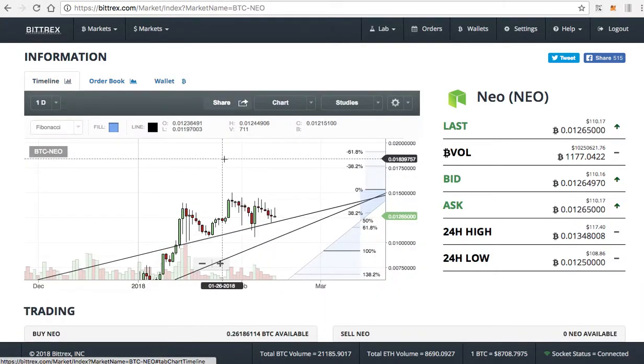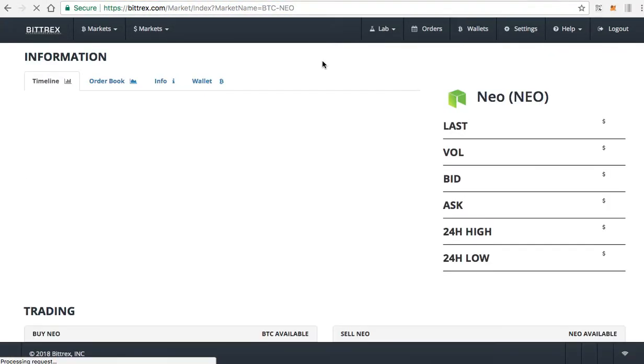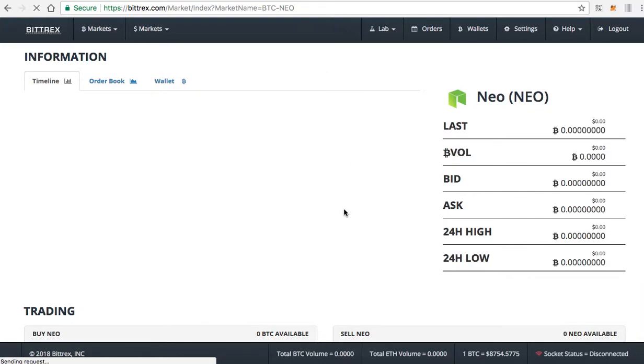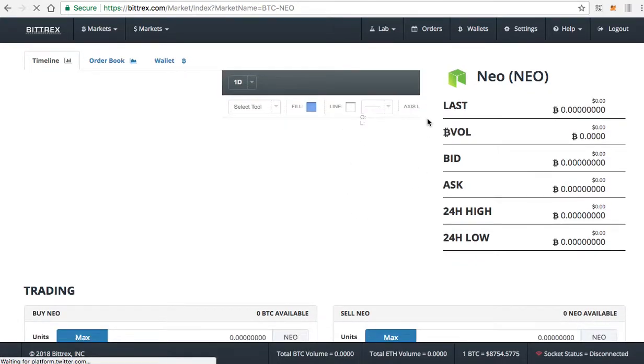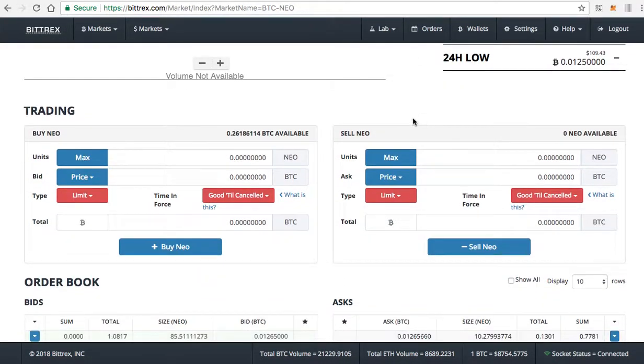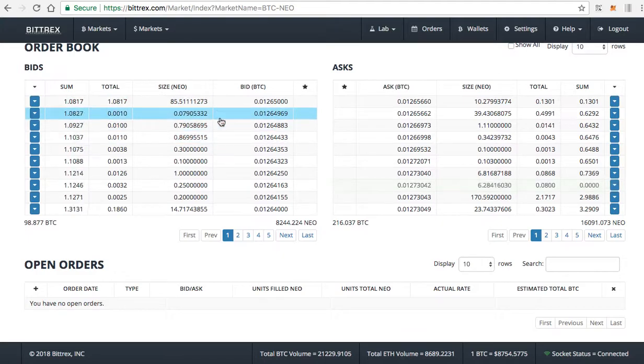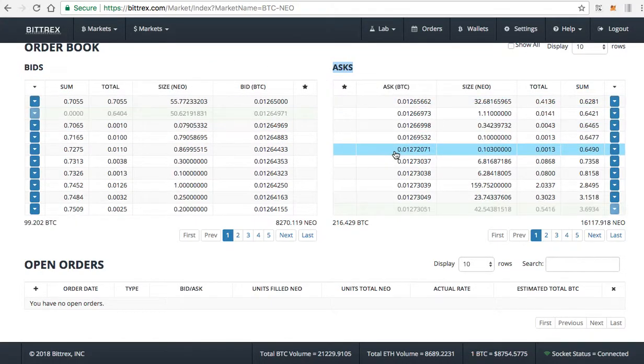I'm going to go back over to timeline. I'm going to refresh here so we're not looking at all those lines and fibs and craziness. So if I scroll down, I see where I can actually buy and sell NEO, right? Buy on the left, sell on the right. If I keep scrolling, I can see the order books. The bids are the ones that people are buying. Asks are sells, okay? So this is the buy book. This is the sell book.